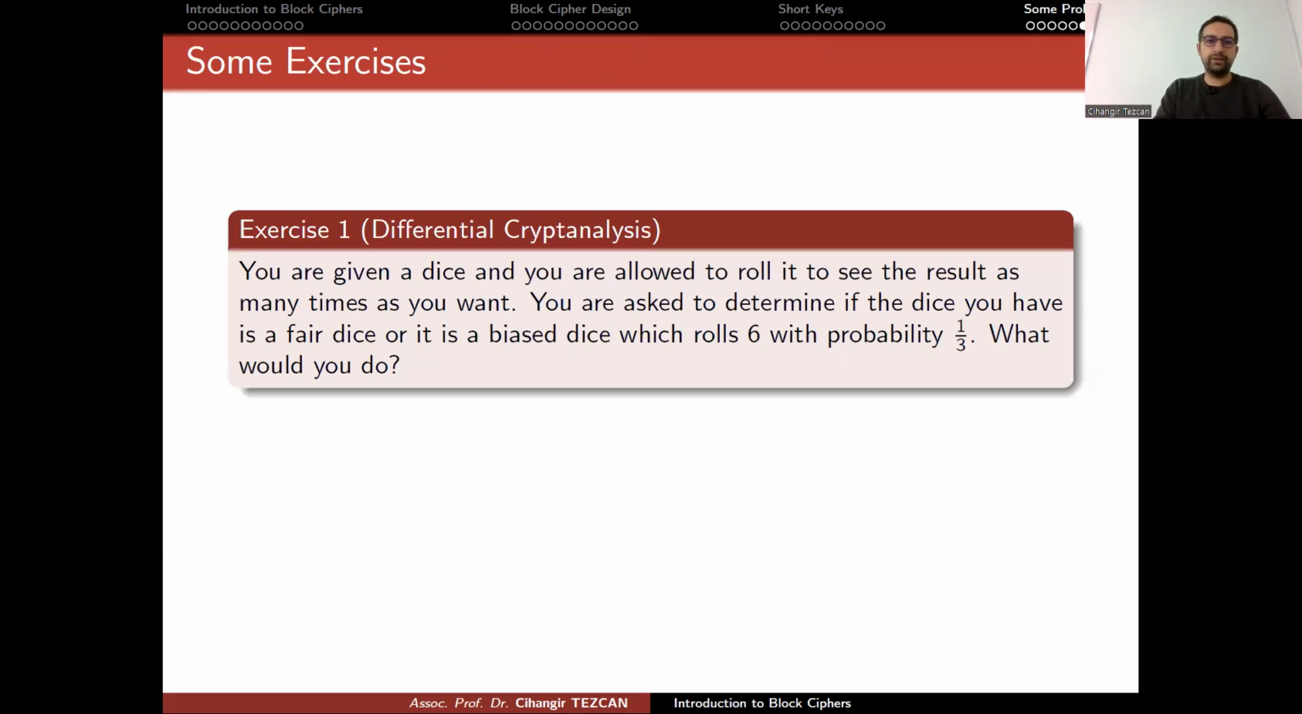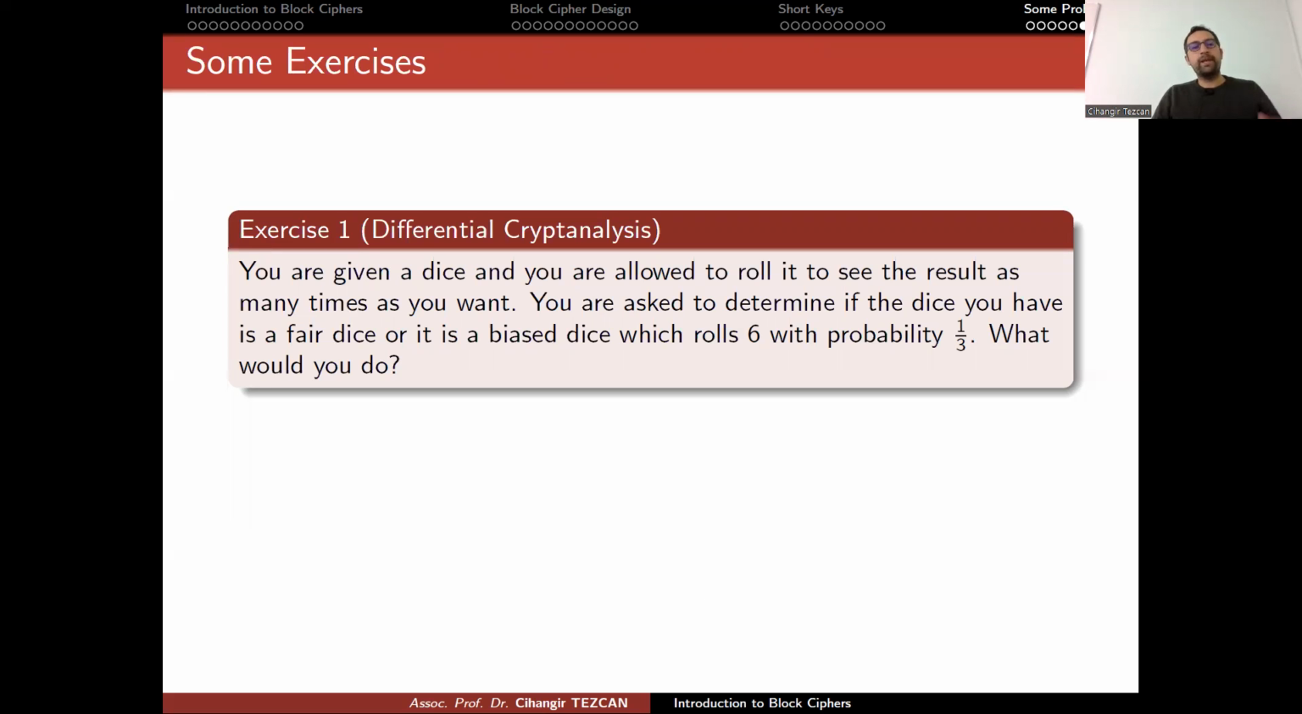So I will finish by giving 2 exercises, not homeworks, but if you understand the solutions of these 2 exercises, then it will be easier for you to understand differential cryptanalysis and finding collisions for hash functions. So the first exercise is about differential cryptanalysis.